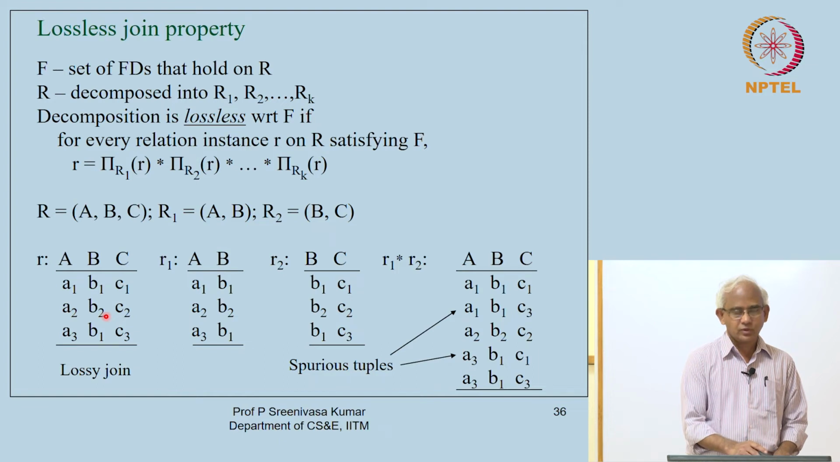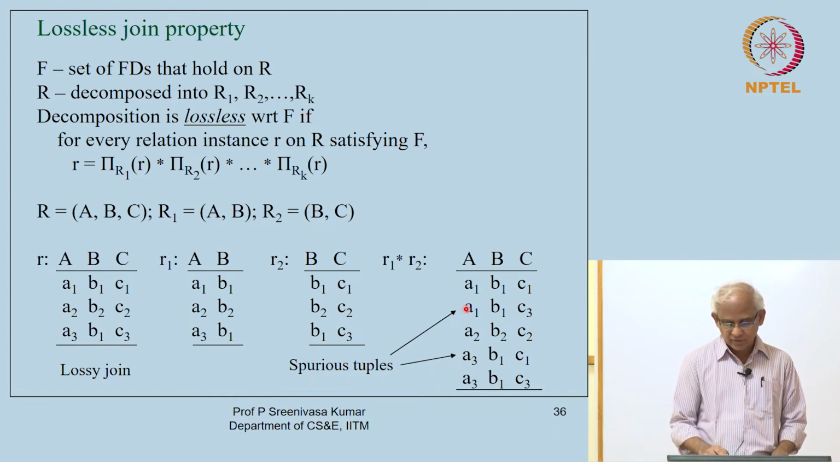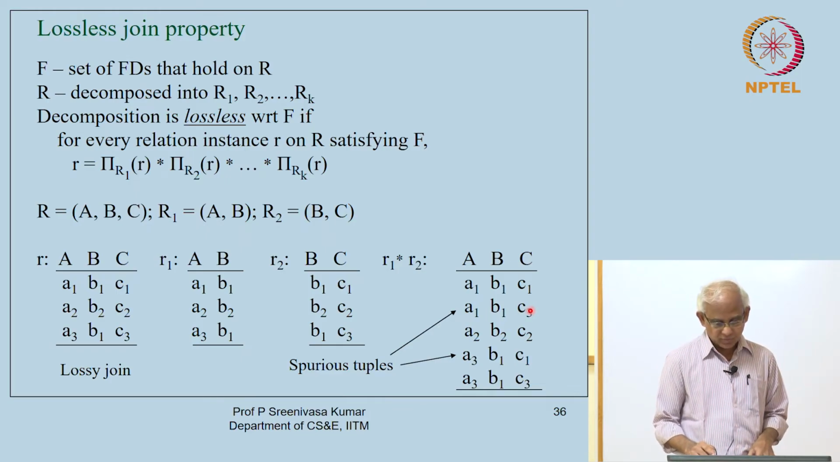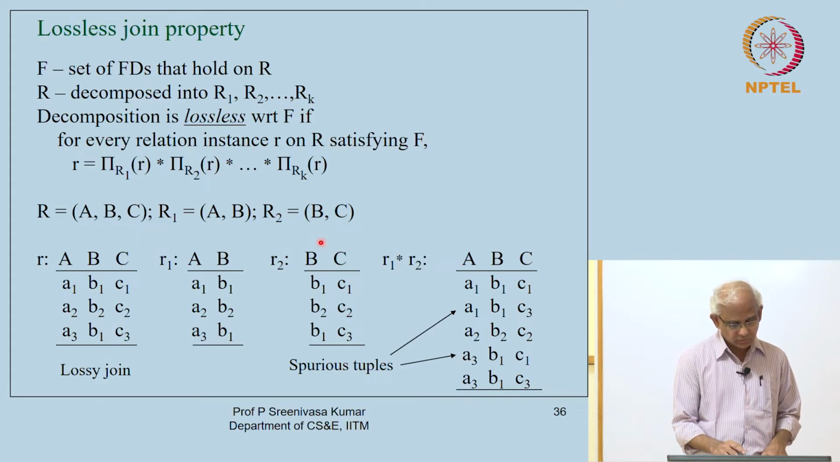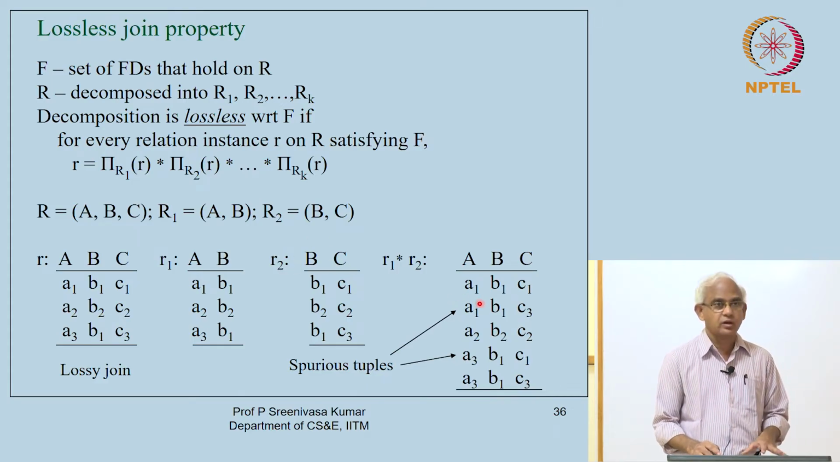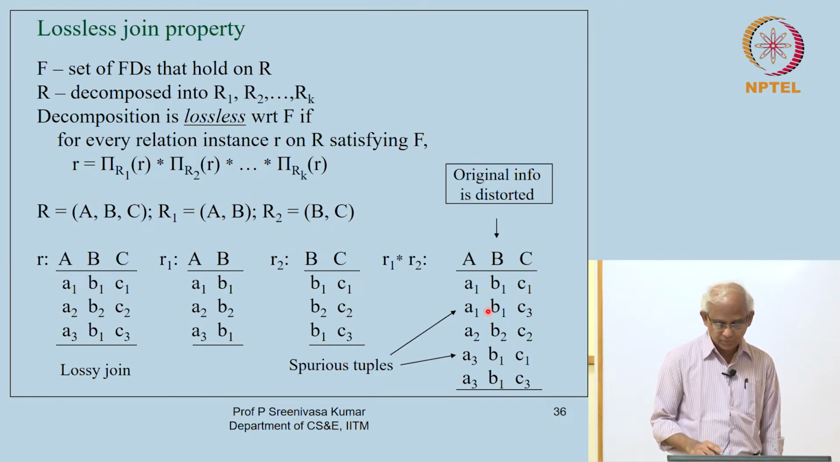So, it is possible that you will actually get some spurious tuples, these tuples are called spurious tuples. Some extra tuples will come into the picture. And because of this, this particular decomposition is called a lossy decomposition. The original information is distorted and so we call it a lossy decomposition, even though we are actually having additional tuples.